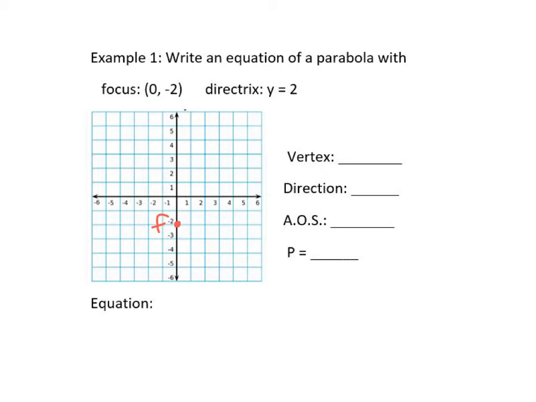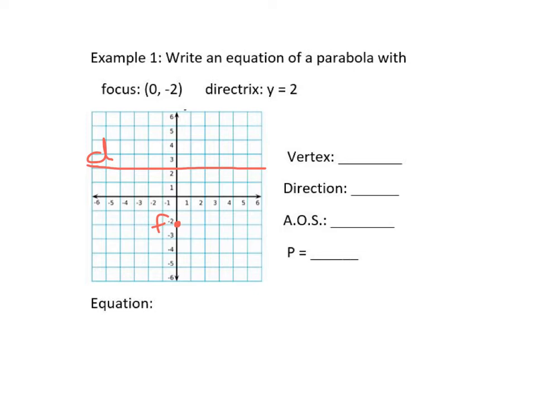Directrix is at y equals 2, so I cross through my y-axis at 2. That's my directrix. I'll label it with a D. Okay, so now we need to find the vertex, direction, axis of symmetry, and the p-value, and then the equation.